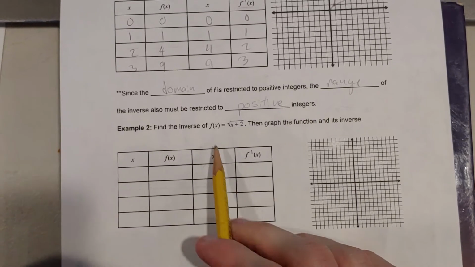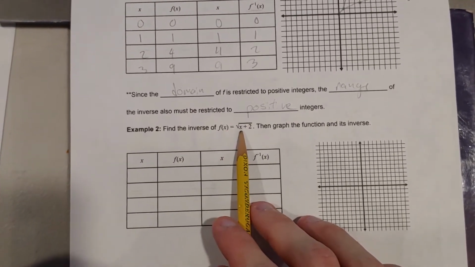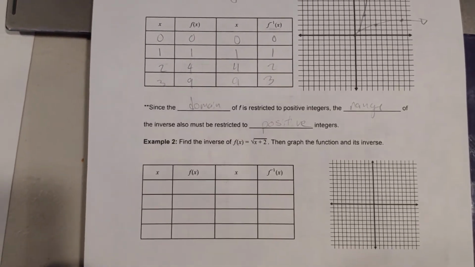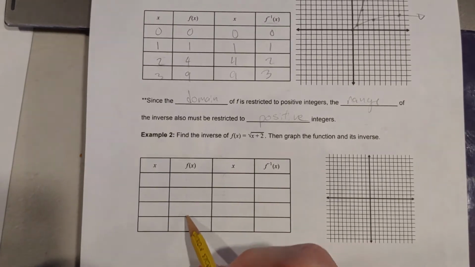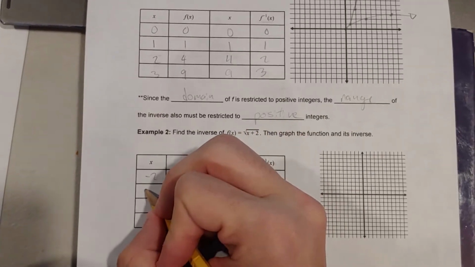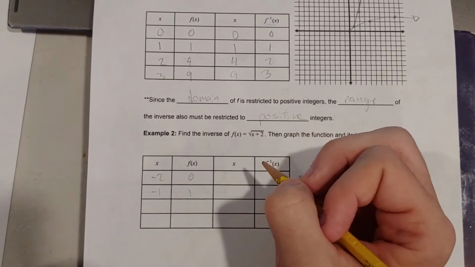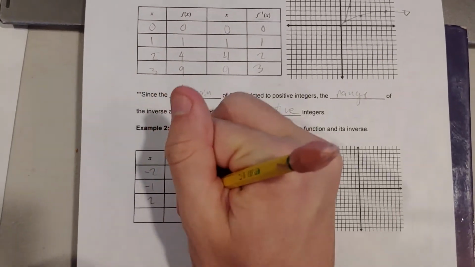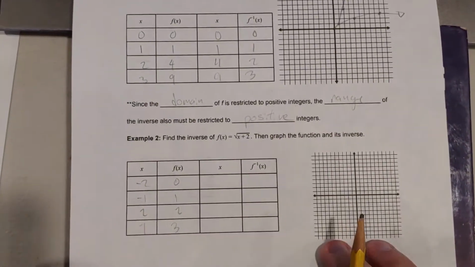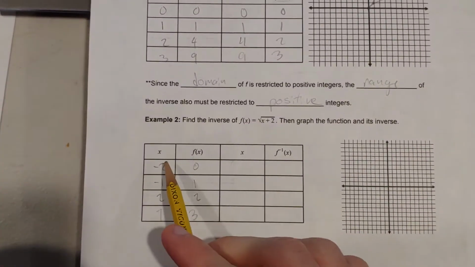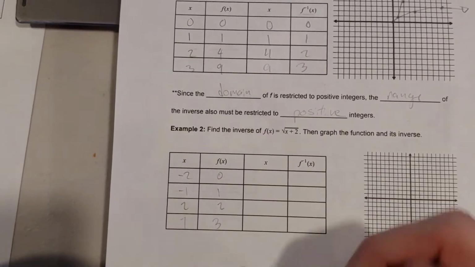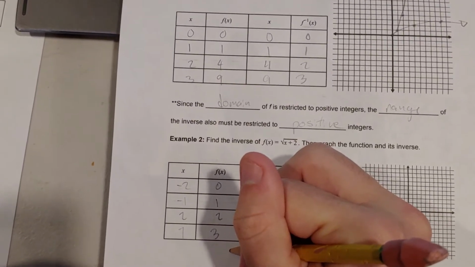This one's a little different because we have f of x equals the square root of x plus 2. The values I am picking are so that we get whole numbers in our f of x: negative 2, 0; negative 1, 1; 2, 2; and then 7, 3. I'm picking those numbers because when I plug in these x's, I get whole numbers for f of x. Now I just need to find the inverse of this.